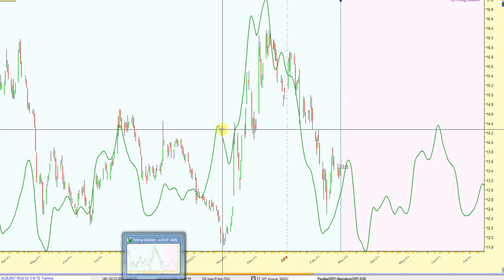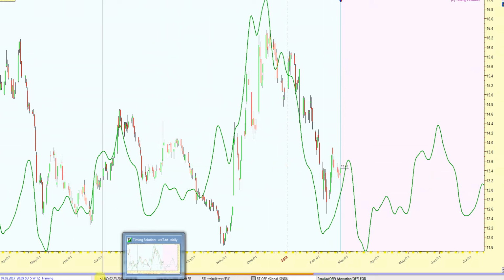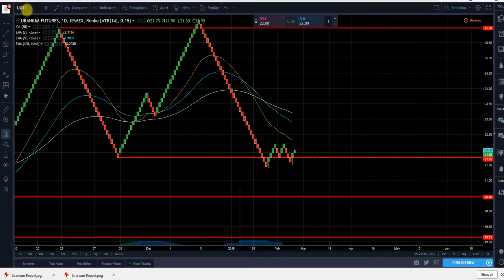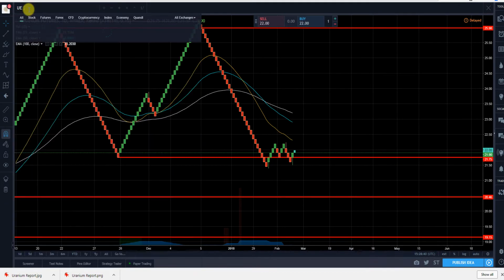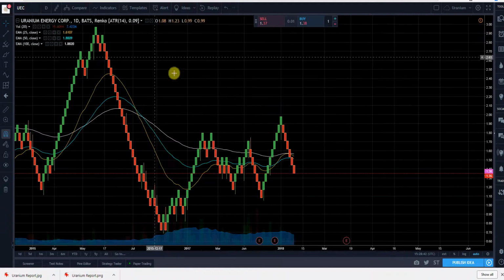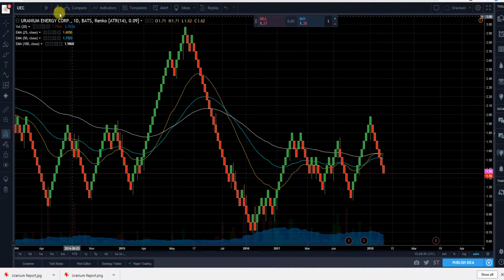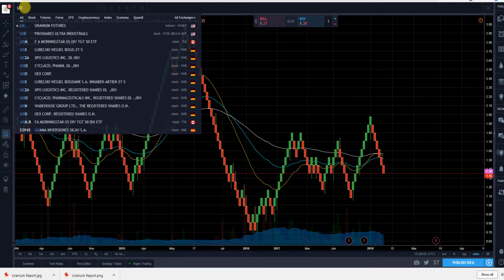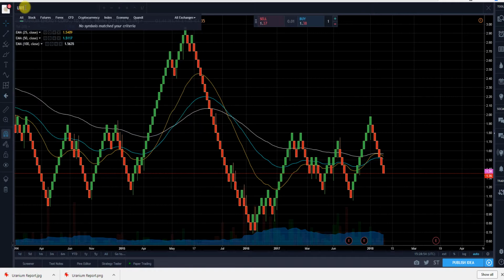As of now, this is just the URA ETF. If my game plan is if I want to buy UEC. Let's go here, and we can see. Let's do this. I want to show you something also here. Let's UX1.